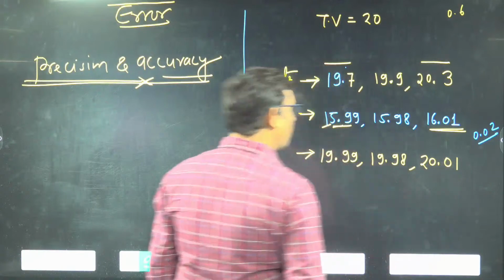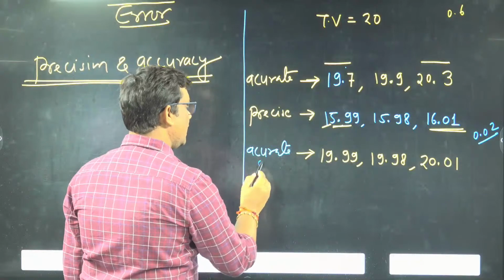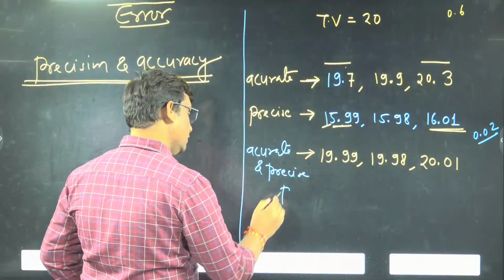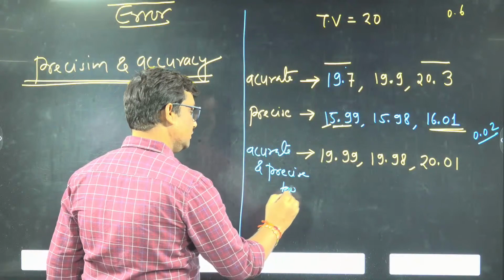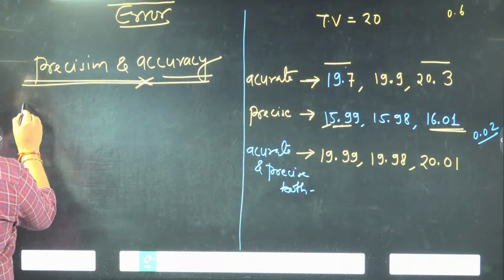20.01. Now what do you say? Third student is accurate and precise. Yes, both, okay. So what will be the meaning of accuracy?